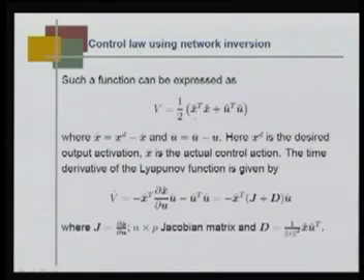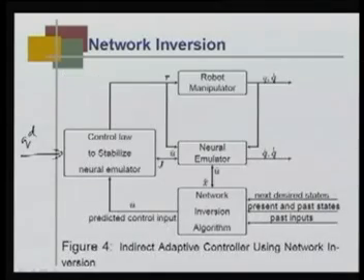So, what we are trying to do is construct a Lyapunov function which is half x tilde transpose x tilde plus u tilde transpose u tilde. So, we have introduced a new term in the Lyapunov function, where u tilde is u hat minus u. What is this u hat? If you go back, you see that when I invert the network, I get what should be the control input that will take my neural emulator to the target vector.